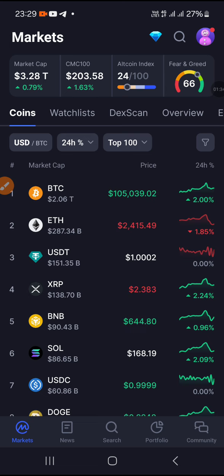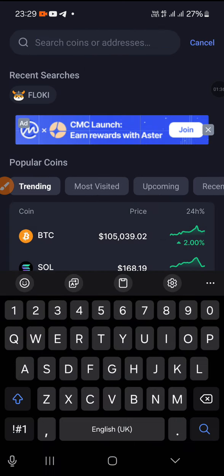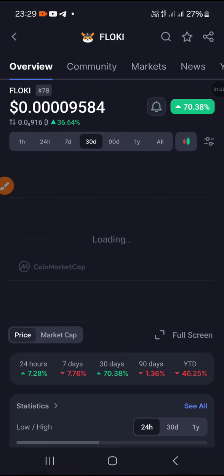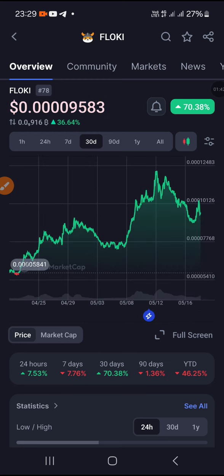The coin I'll be looking at right now is called Floki. A lot of us know the Floki coin, right? And a lot of us have been trading it. So this Floki coin has been recording a very good movement in the past 30 days.